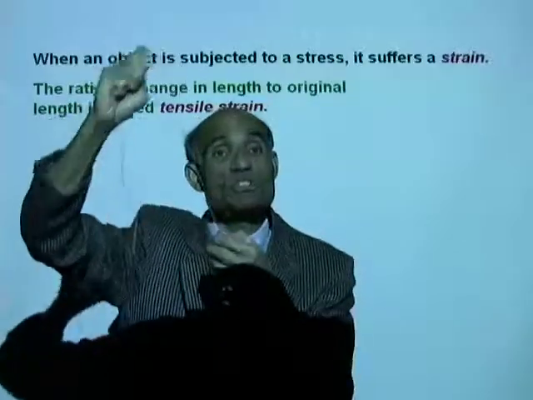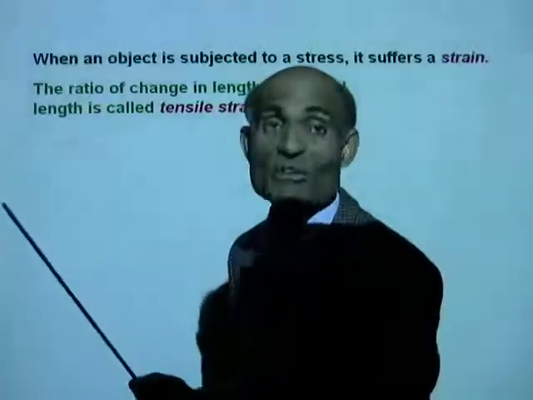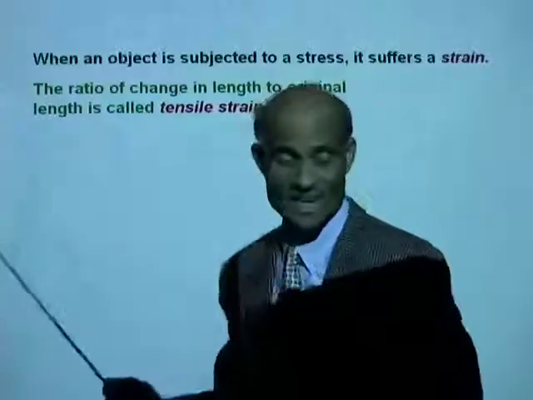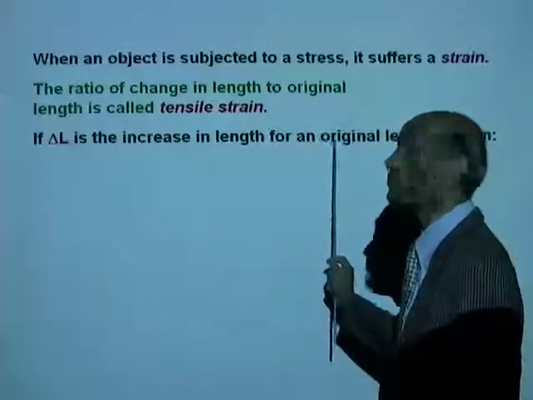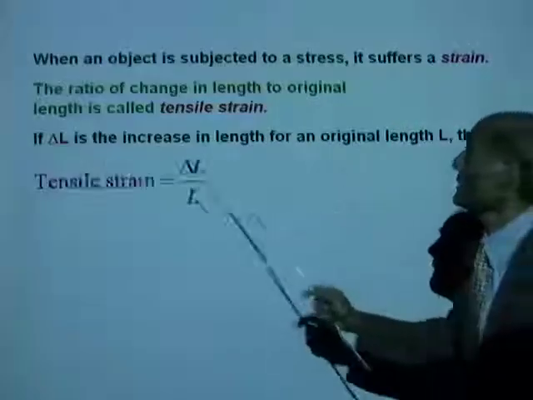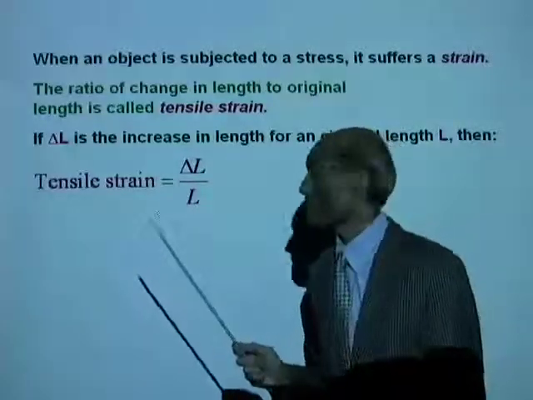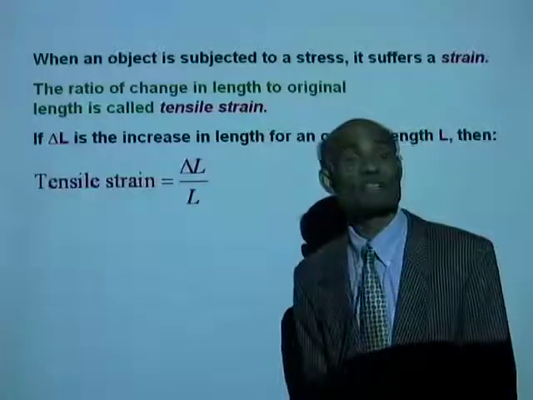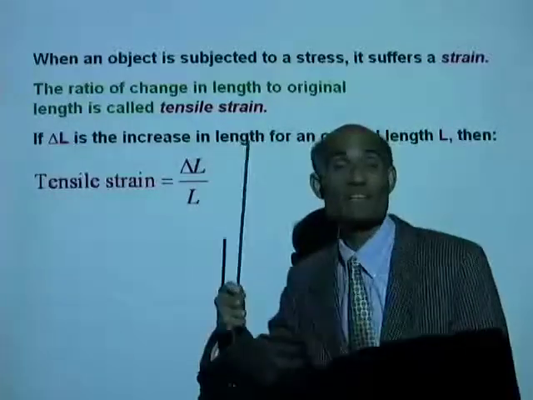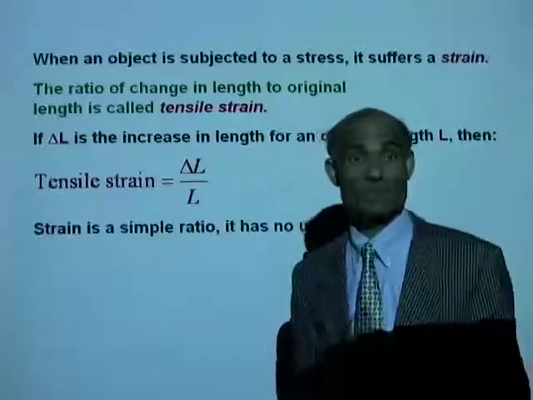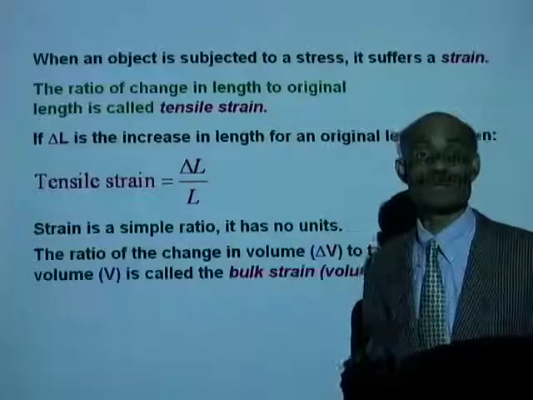If you now take the ratio of that increase in length to the original length, that ratio is called the tensile strain. So if delta L is the increase in length for an original length L, then tensile strain will be delta L over L. Now tell me, what is the unit of tensile strain? Delta L is measured in meters, L is measured in meters. It has no unit. So it is a simple ratio and it has no unit.